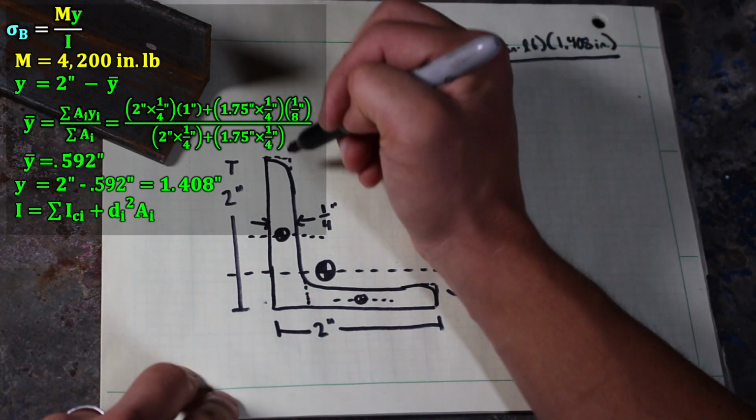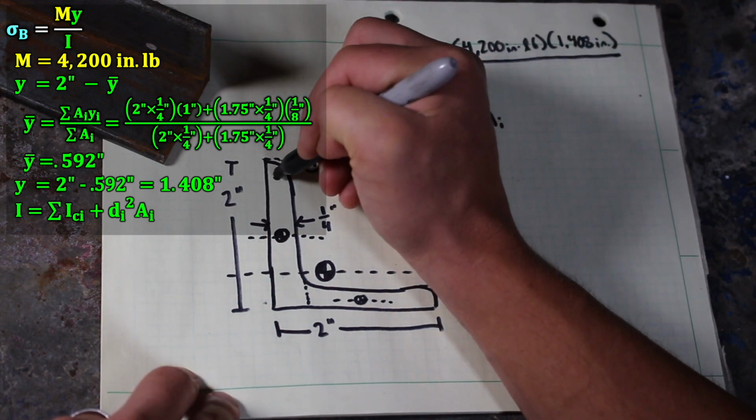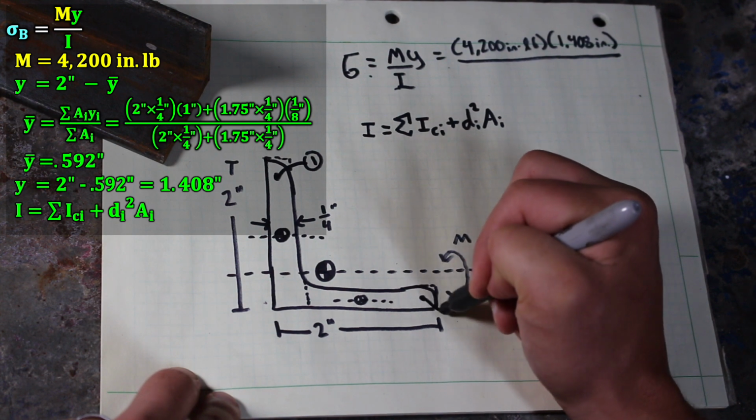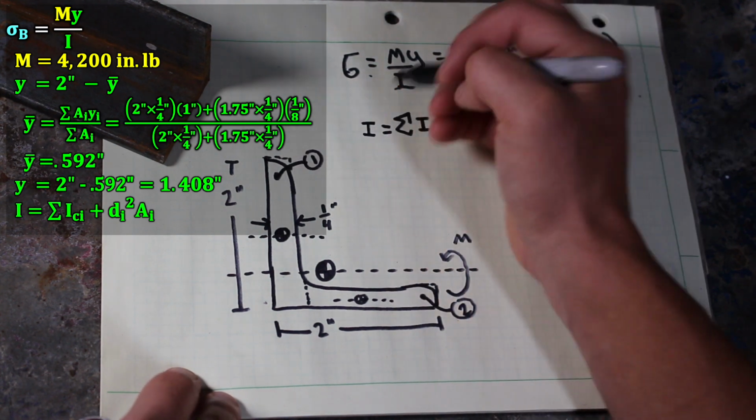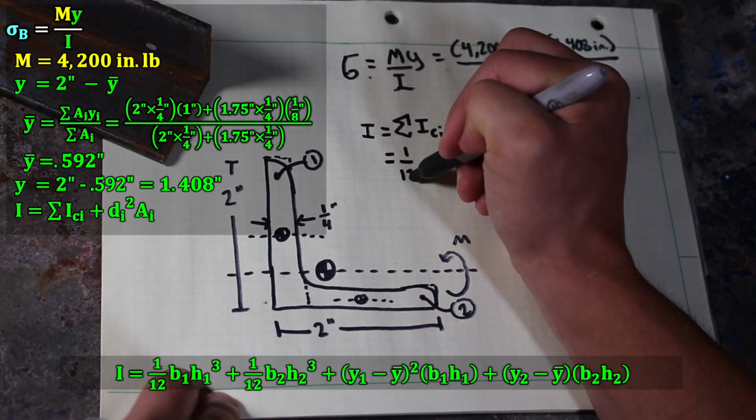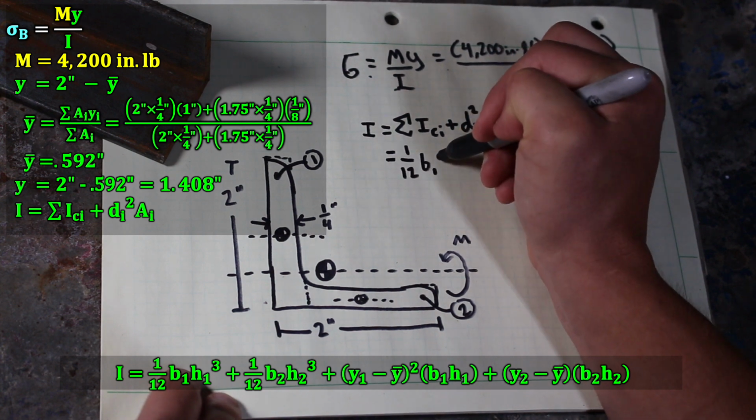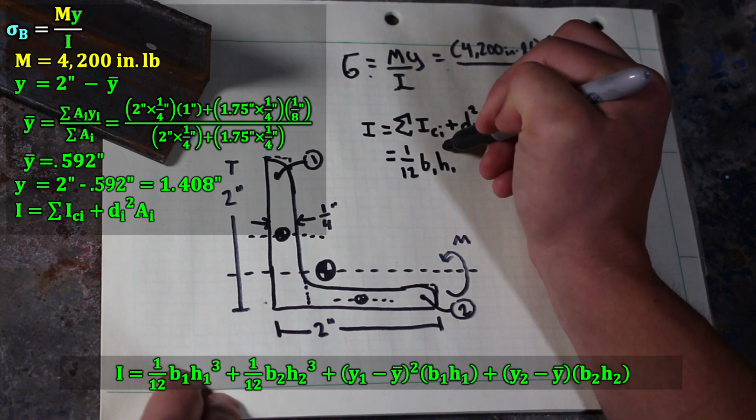So for example, we can title this shape 1 and this shape 2. And we know that a rectangle has an area moment of inertia of 1/12 base 1 times height 1 cubed.